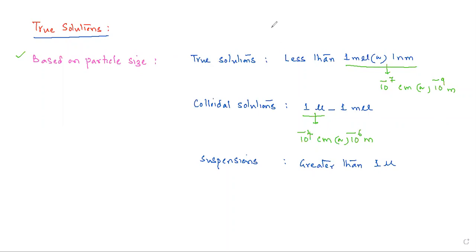So based on particle size, we got three different types of solutions. Let me give you examples for these. For true solutions, let us consider sugar in water or salt in water. In this case, the particle size is the least. It will be less than 1 millimicron or 1 nanometer.